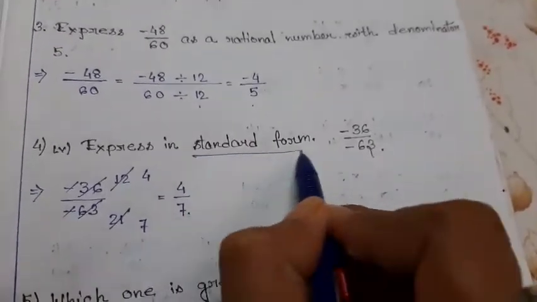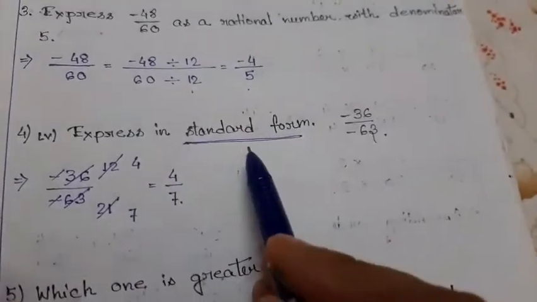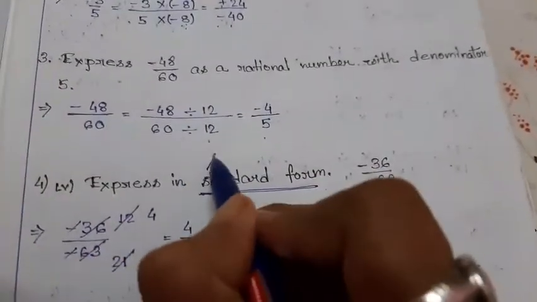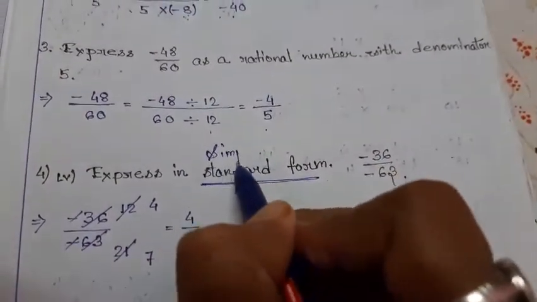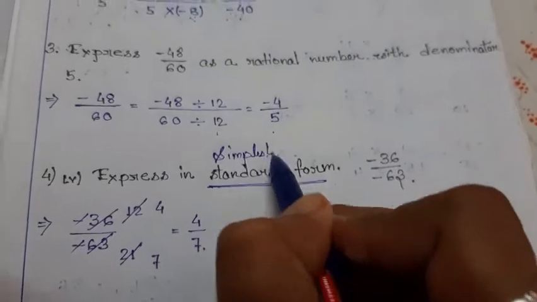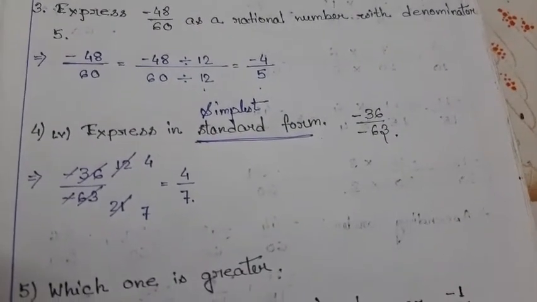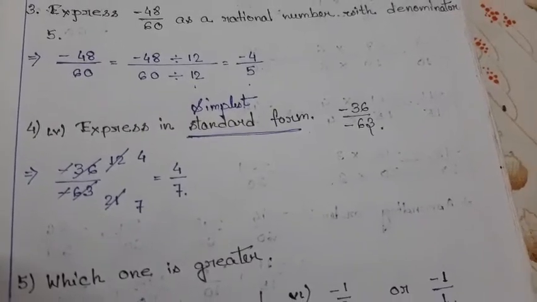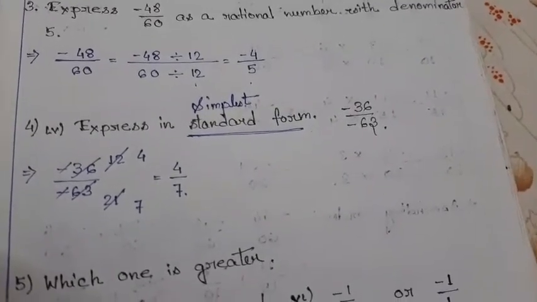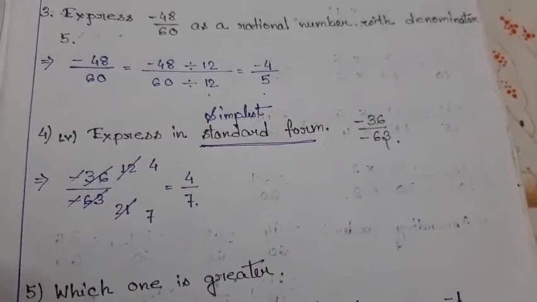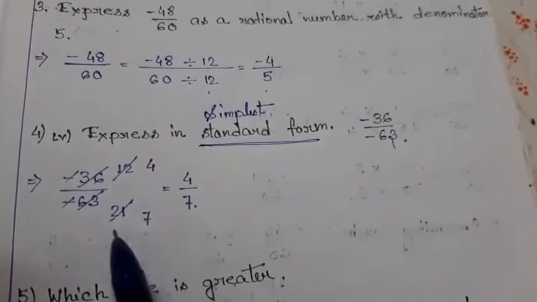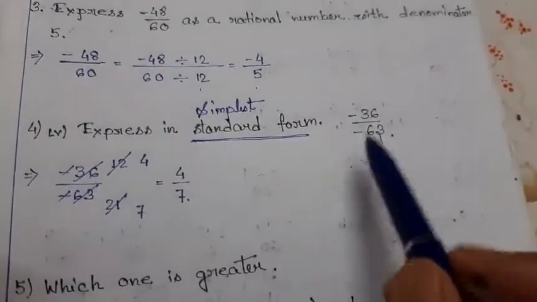Now come to standard form. You have to know the meaning of standard form. Standard form means simplest form. And you know how we can convert any rational number into simplest form? By cutting the numerator and denominator. There is another process, but we are using this process because it is easiest.